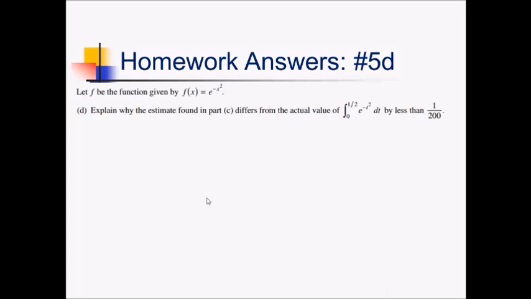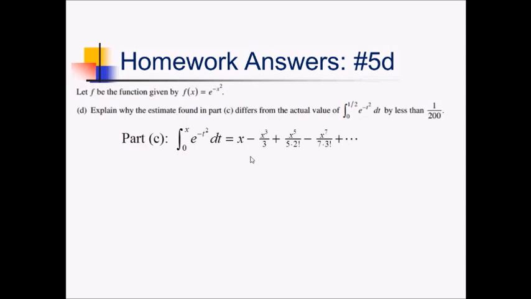For the last part of this problem, they want us to explain why our estimate in part C differs from the actual value of this integral by less than 1/200th. So let's write out what that integral was in general in terms of x, because we're going to need that. So this is just my first part of part C that I wrote out before. And now one thing to notice here is that we have a series that is alternating. And is it decreasing in absolute value to 0?